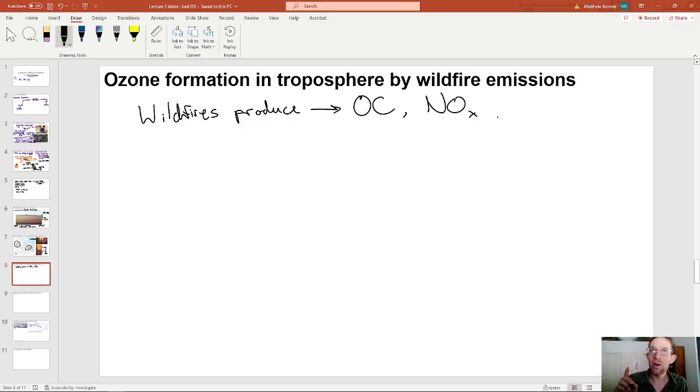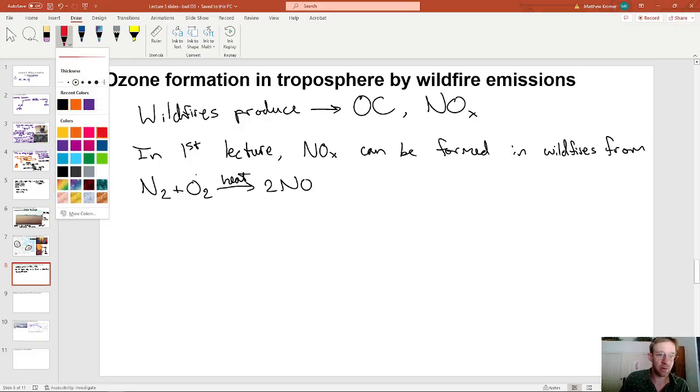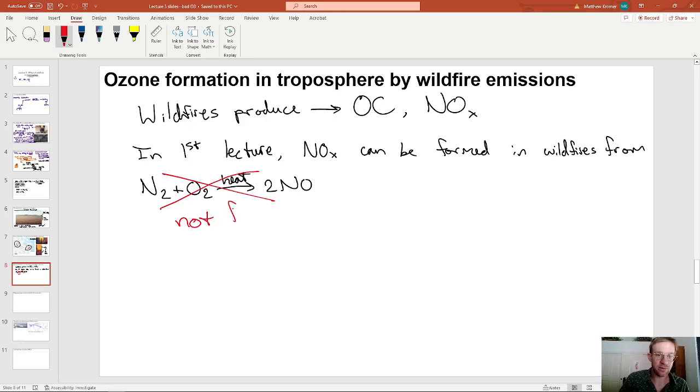And I need to correct something I said in the first lecture. In the first lecture, I said that NOx can be formed in wildfires from the reaction of N2 plus O2 in the presence of heat to form 2NO. And I was thinking of NOx emissions from internal combustion engines in cars, but this is not true for wildfires.